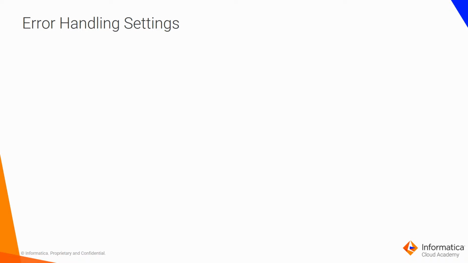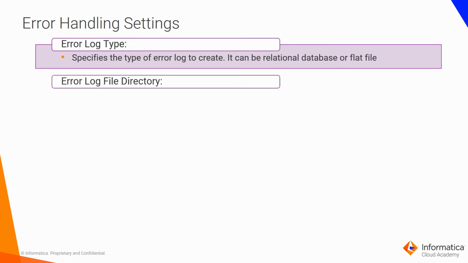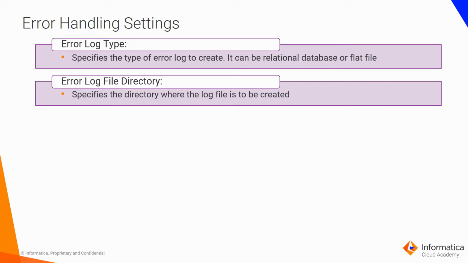The properties of these settings are as follows. Error log type: the setting specifies the type of error log to be created. It can be a table in a relational database or a flat file. Error log file directory: the setting specifies the directory where the log file is to be created. This directory must be local to the system where the secure agent is installed.